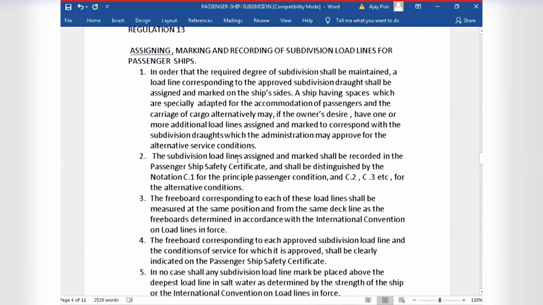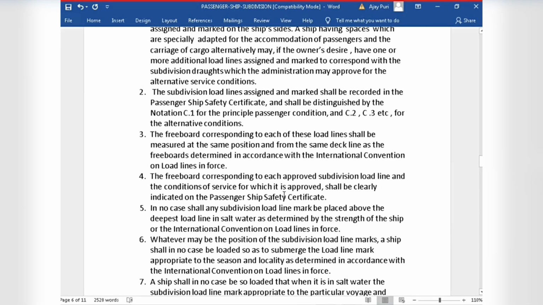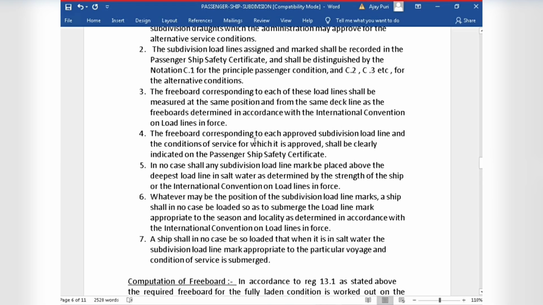So the subdivision load line assigned and marked shall be recorded in the passenger ship safety certificate and shall be distinguishable by the notation C1 for the principal passenger condition. That's the fair weather condition. C2 and C3 are for alternative conditions, which can be foul or very foul conditions. Freeboard computation on each side of the load line shall be measured at the same position and from the deck line as per the freeboard of the International Load Line Convention. The freeboard corresponding to each approved subdivision load line and conditions of service which is approved shall be clearly indicated in the passenger ship safety certificate.